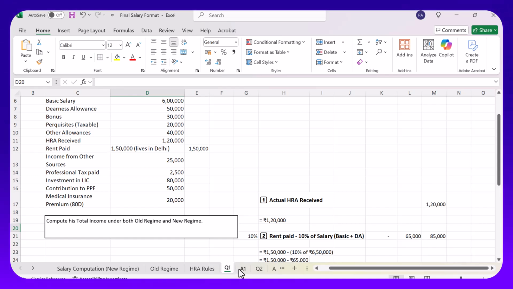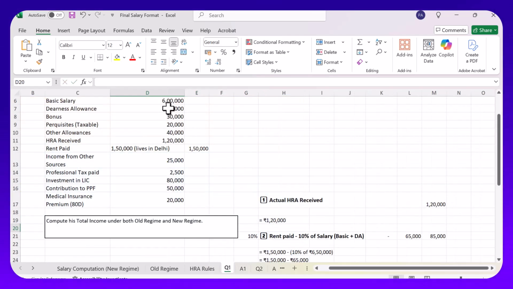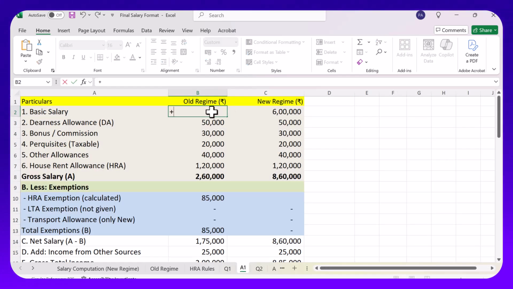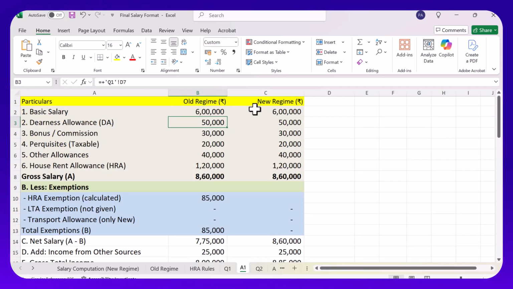Now we move on to the answer. So this is the answer. I advise all of you to open this box, because the question will be like this in your exam. This is the format you have to remember, and you can put this format, and then there will be the old regime and the new regime. You just have to copy this from your question. For basic salary, you put an equal-to sign and link it with the basic salary, so it will appear here. This also you can copy from here. Is that okay?